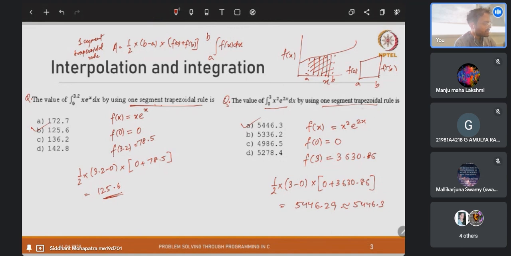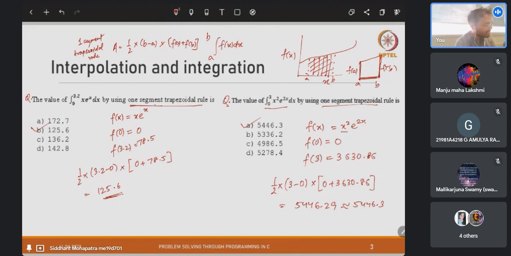Now using a single segment trapezoidal rule, what we do is we consider this entire part under the curve as one trapezium. Now if you consider it as a trapezium, the length of this side is f of a, the length of this side is f of b, and the height of the trapezium is b minus a. And the formula for the area of the trapezium is half into the height into the sum of the sides. So that is what exactly we do.